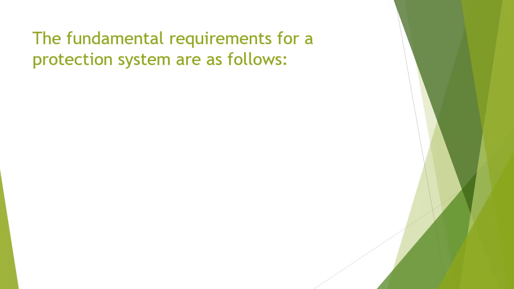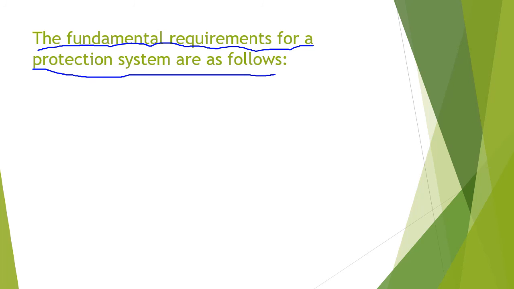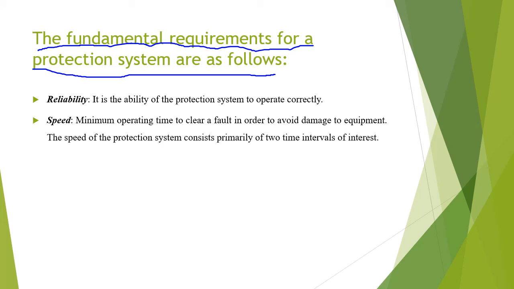Let's look at the fundamental requirements for a protection system in our design systems. What are the fundamental requirements? They include the following. Reliability, this is the ability of the protection system to operate correctly. Next we have the speed. This is the minimum operating time to clear the fault in order to avoid damage to equipment.